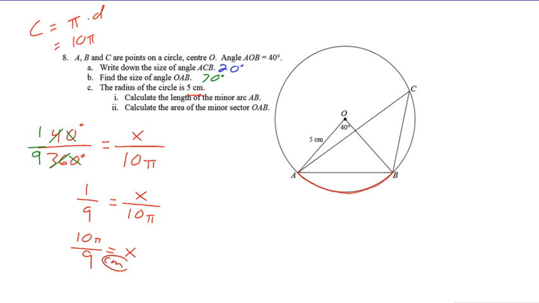To find the sector area, similar process. What I'm being asked for now is how much area does this pie slice take up? It's still 40 degrees of the circle. And I still want to know how big that pie slice is, except now I'm not going to go out of the circumference, I'm going to go out of the area of the circle.